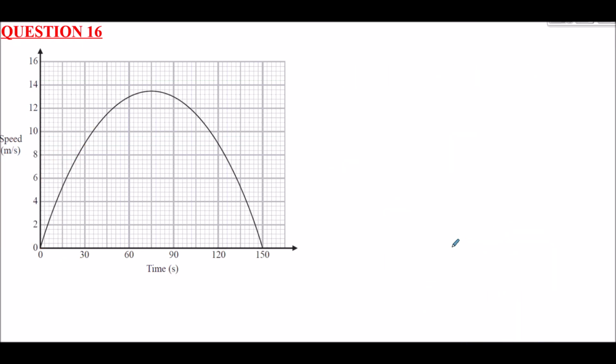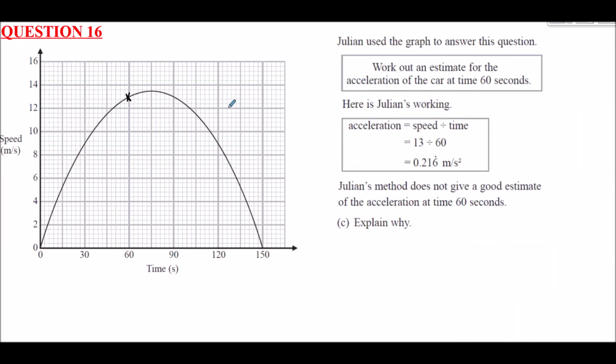Then moving on to part C. For part C, I've highlighted this point here. This is the point where Julian used the graph to answer this question. So he was asked to work out an estimate for the acceleration of a car at time 60 seconds, which is at this point here. So that's at a speed of 13 meters per second when the time's 60. So his working goes, acceleration is speed divided by time, which is 13 here, divided by 60, and that gives you 0.216 recurring meters per second squared.